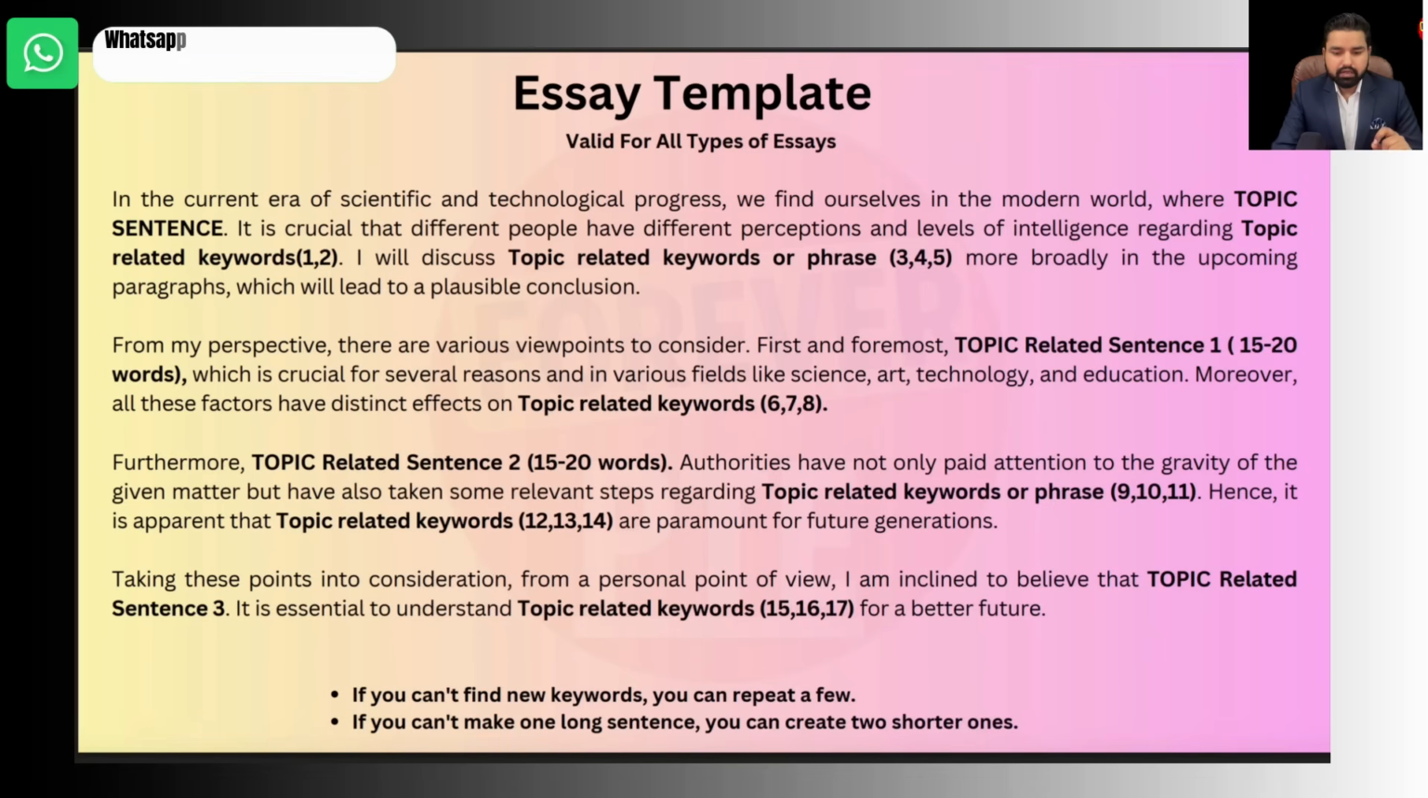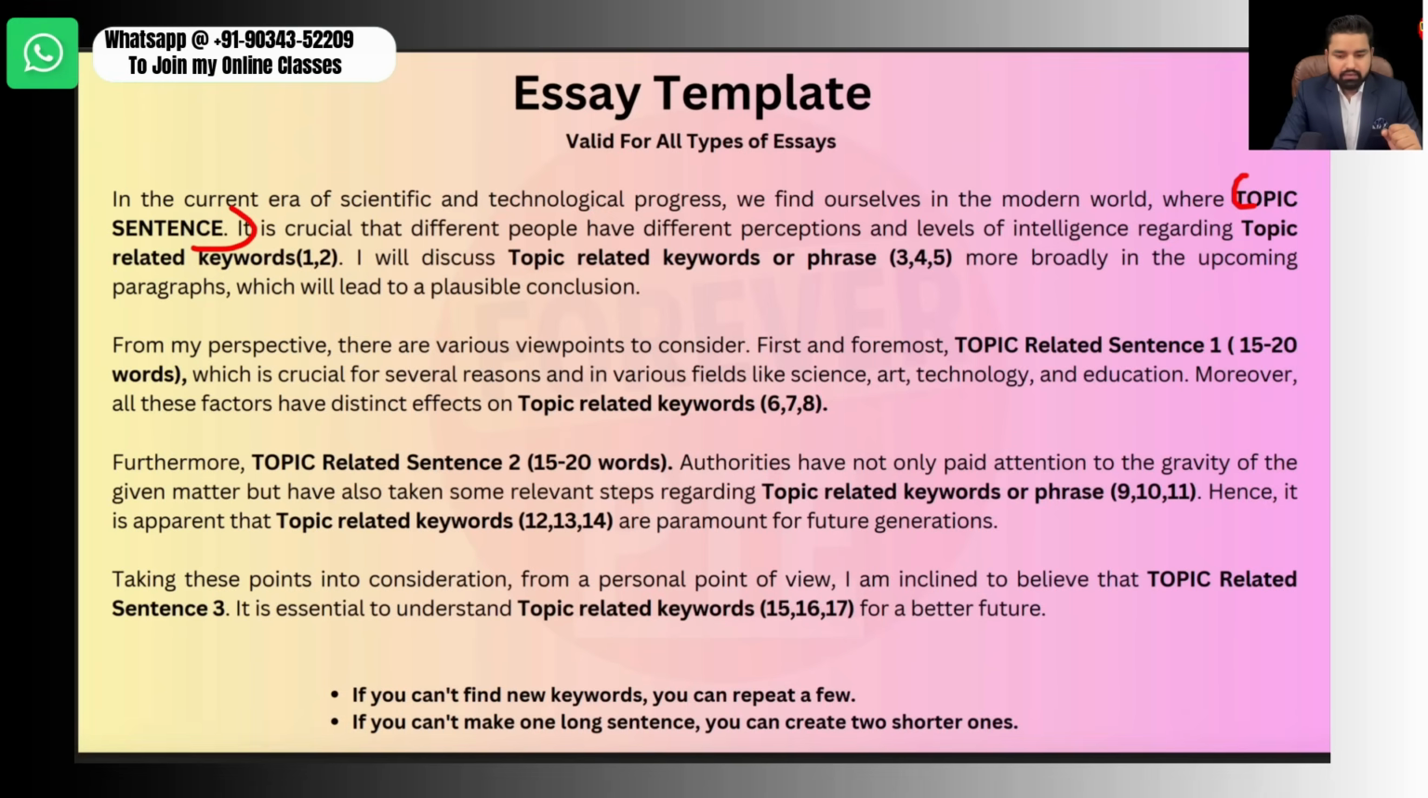There are 4 different paragraphs, and in each paragraph, there is some space where you need to insert keywords, phrases, or sentences related to the given topic. Now let's start with paragraph number 1. So in this first paragraph, it goes like, in this current era of scientific and technological progress, we find ourselves in the modern world where, here you need to write the topic sentence, and this is the same topic sentence that the examiner has provided us.